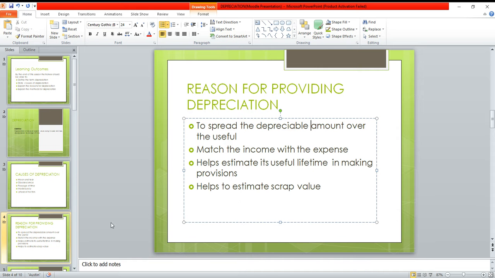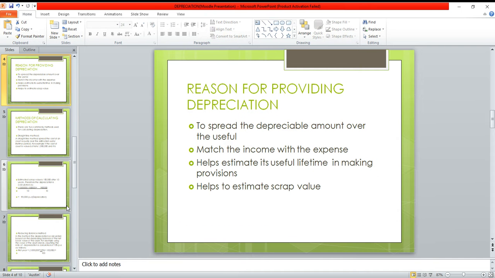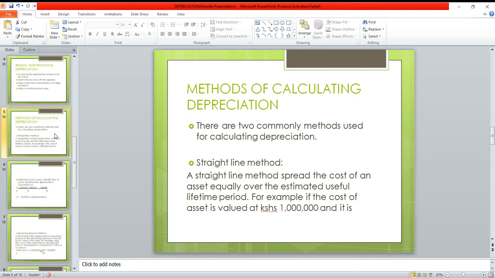And we go to the fourth objective, which is our last objective in this case. We have methods of calculating depreciation, and there are two commonly used methods. Who can give us one example of a method of calculating depreciation? Yes, class, are you there?